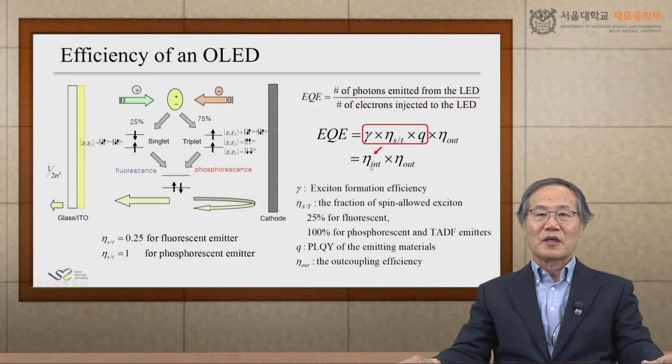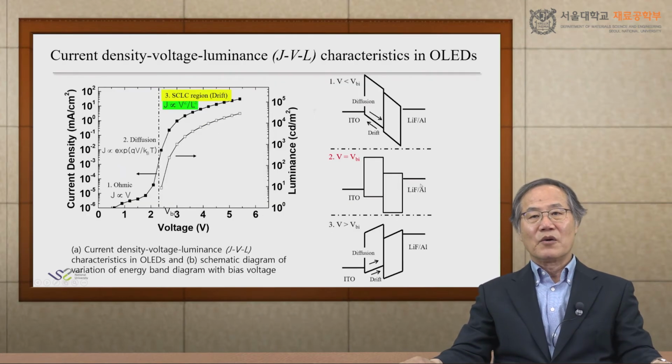Internal quantum efficiency can be a maximum of 100% if we use phosphorescent dyes or triplet harvesting dyes, emitters, because by fabricating the device very well, you can get the exciton formation efficiency to 1, and by getting very efficient PLQY, the emitters with high PLQY, then you can also have a high value here. So this internal quantum efficiency can reach 25% for fluorescent emitters and 100% for phosphorescent emitters. But outcoupling efficiency, we need to discuss a little bit more on that.